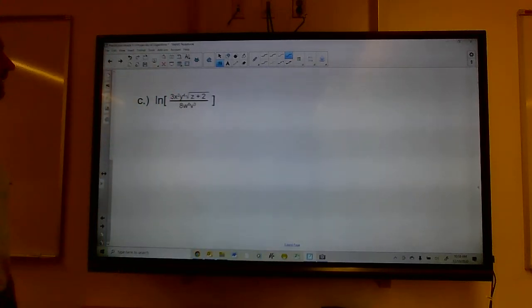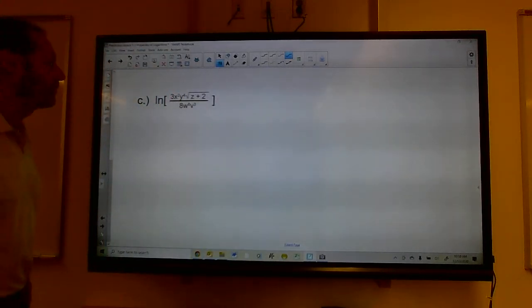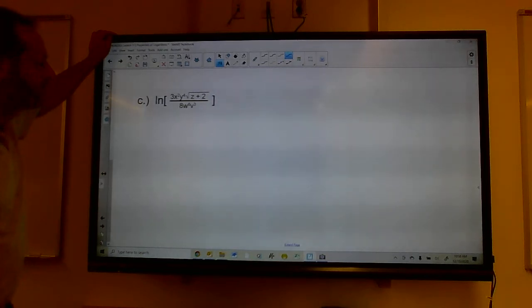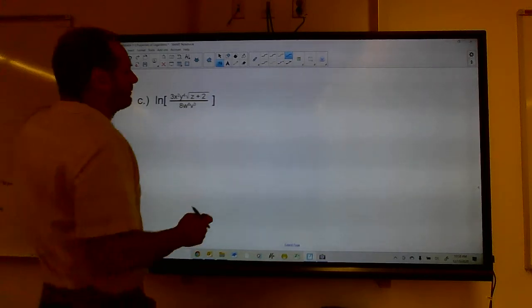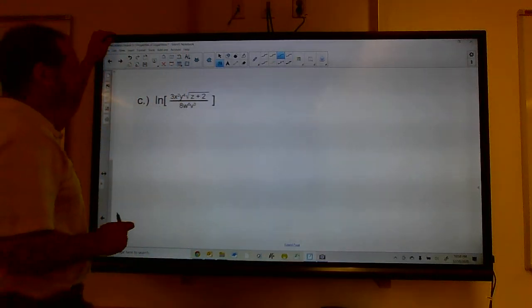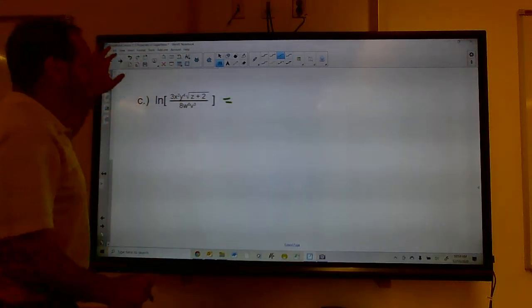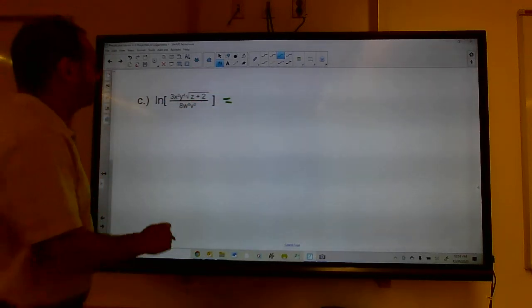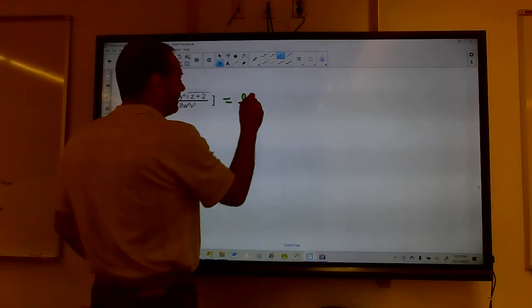Now, here's a nice one. The natural log of 3x squared y to the 4th square root of z plus 2 divided by 8w to the 6th power v to the 3rd power. Okay, so I got a lot of stuff here. This looks really scary, but it's really not. So, anything in the numerator gets added, anything in the denominator gets subtracted.